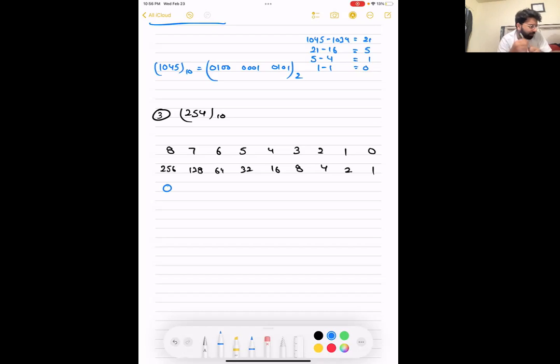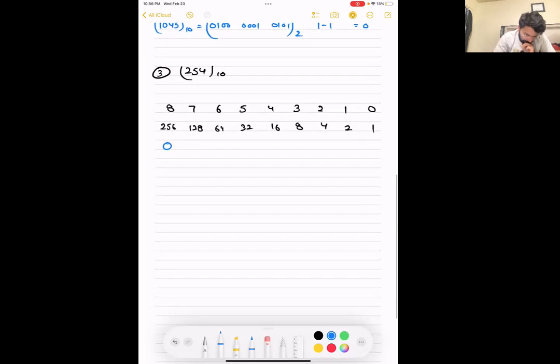Oh, and I messed up on my notes for some reason. I did subtract them. I don't know why. Sorry about that. Okay, but 254, we can subtract 128 out of 254. This will give us a positive number. So it becomes 126. So we used this. Here we go, 1. Now 126 is greater than 64, so we can subtract them without getting a negative number.